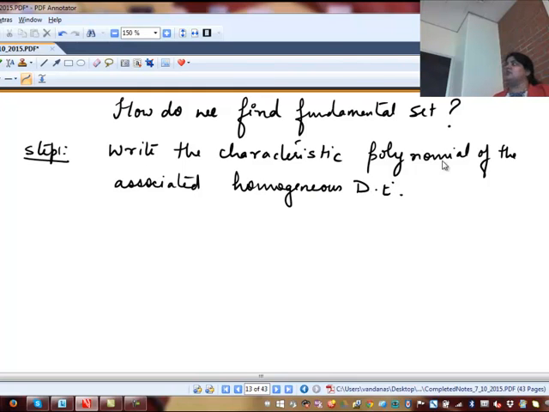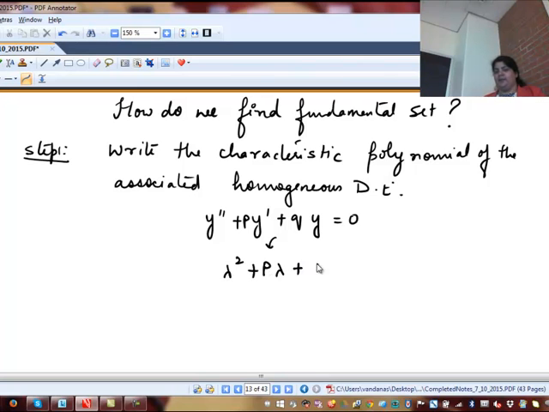So you will, step 1, write down the characteristic polynomial. For this particular equation, y double prime plus py prime plus qy, the characteristic polynomial is lambda square plus p lambda plus q. This is Cp. My shorthand for characteristic polynomial will be Cp.